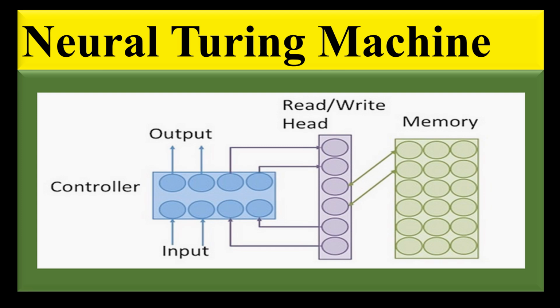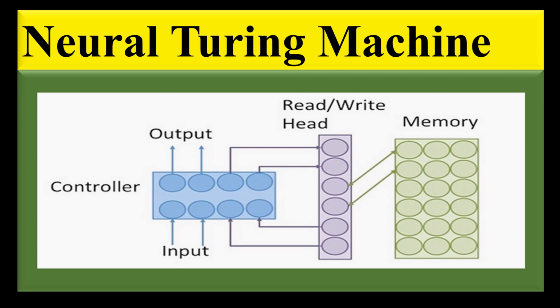Next comes neural Turing machine. Now, neural Turing machines are a type of neural network architecture that combines the power of recurrent neural networks with the capacity of external memory, and they are designed to simulate the behavior of a Turing machine, which is a theoretical model of computation that can perform any calculable task given the right instructions.